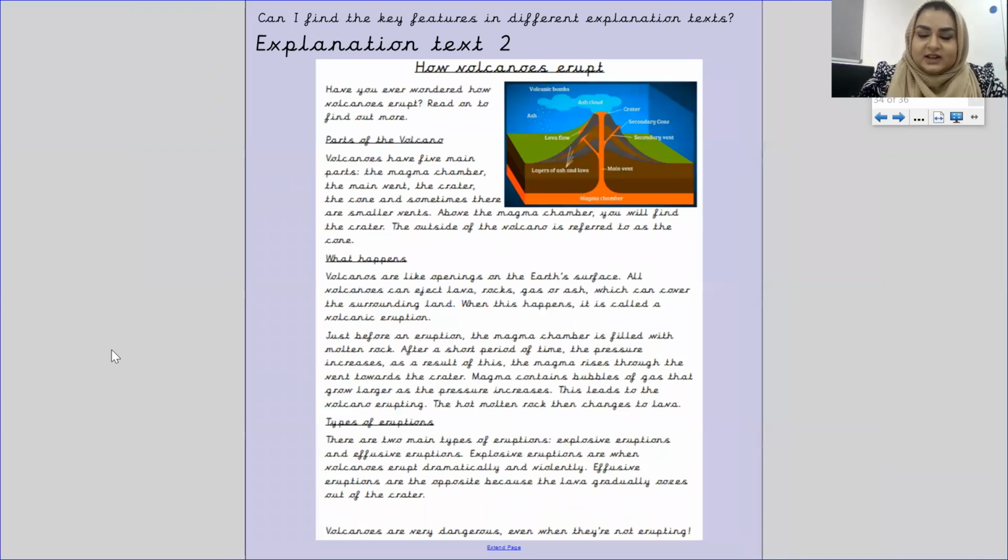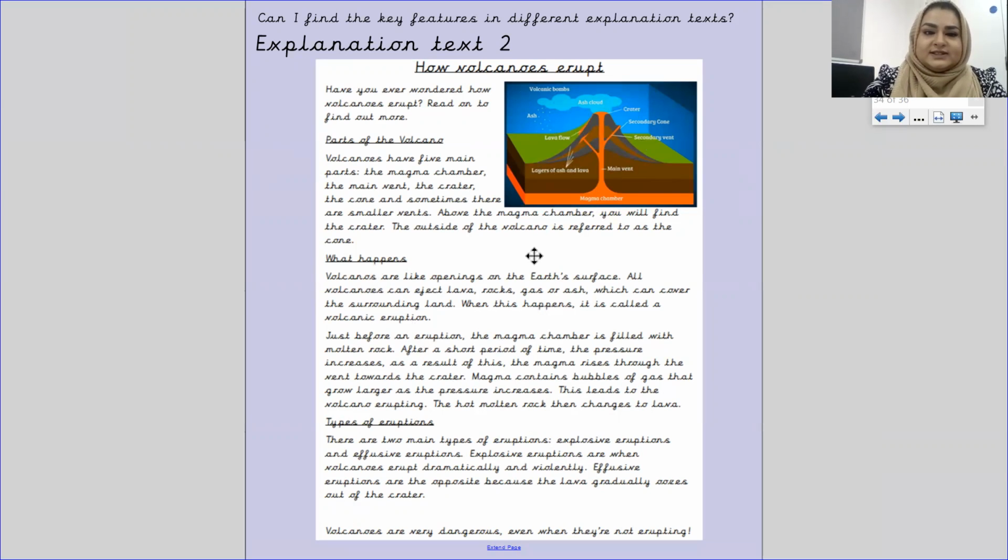And this is explanation text 2, how volcanoes erupt. Have you ever wondered how volcanoes erupt? Read on to find out more. Parts of the volcano. Volcanoes have 5 main parts: the magma chamber, the main vent, the crater, the cone, and sometimes there are smaller vents. Above the magma chamber, you will find the crater. The outside of the volcano is referred to as the cone. So you have a diagram here with labels.